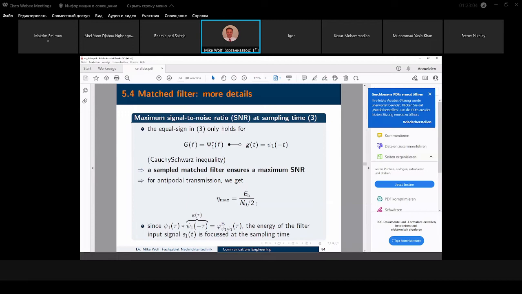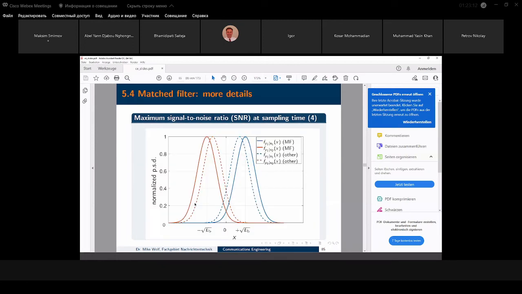But what is important for you, if you follow this derivation, is that for a given noise variance, independently of whether this is N0 or N0 by 2 or any other value, only the matched filter gives the highest separation, because it focuses the energy of the signal at the sampling time. This is the basic idea.